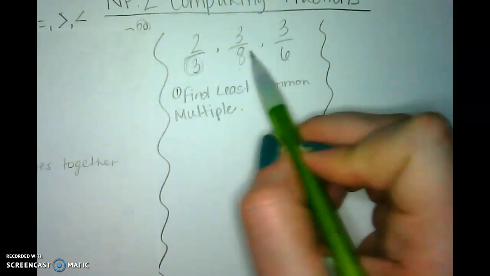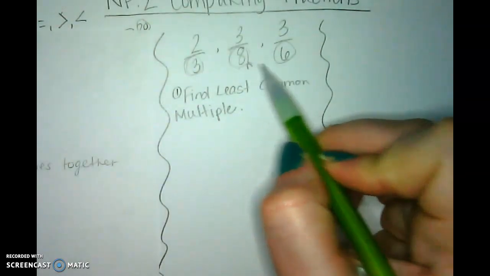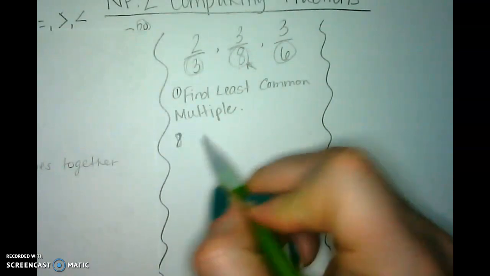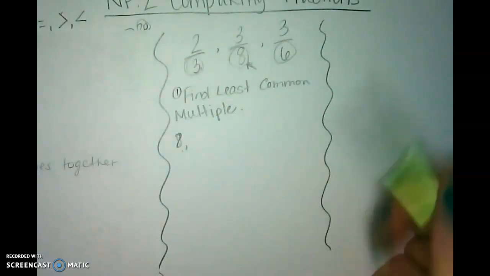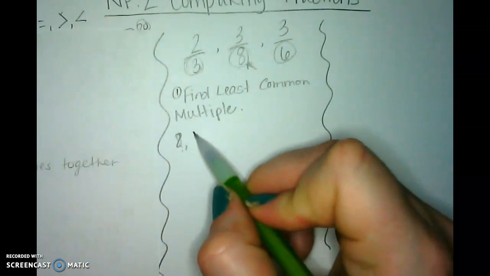Okay, so look at the denominators. Which one's the biggest? That would be the 8. So start here. I'm going to write 8, and I'm going to write its multiples. Does 3 go into 8? It does not. Does 6 go into 8? It does not. So I'm going to go to the next multiple of 8.